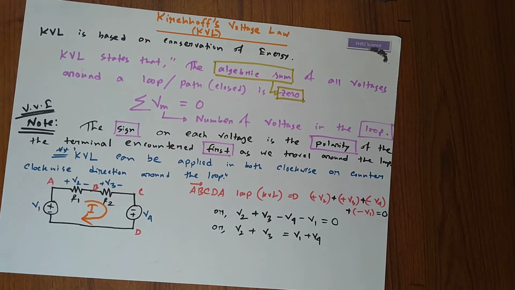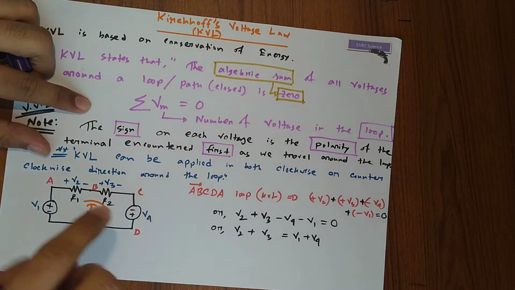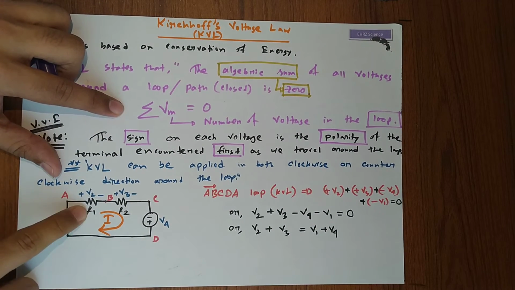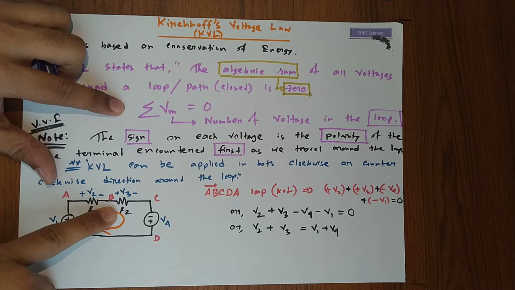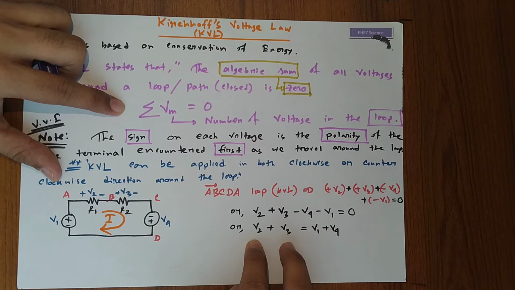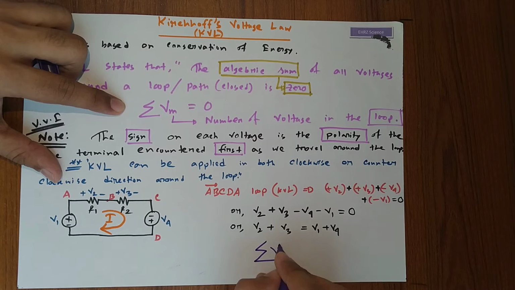See, from this equation, we are getting a very important thing here. What is V2 and what is V3? V2 is the voltage drop across resistor R1 and V3 is the voltage drop across resistor R2. So V2 and V3 is the summation of voltage drops. So here we can write that summation of V drop.